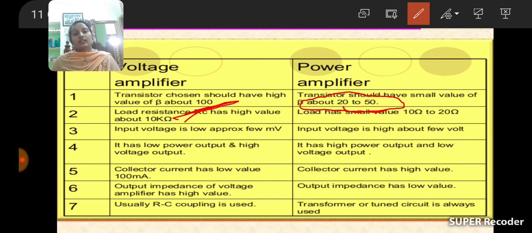In a voltage amplifier, the output impedance is very, very high, because it raises the strength of the voltage level only. But in a power amplifier, the voltage level is less, and because of that its output impedance is also very, very less. In voltage amplifiers, usually an RC coupling circuit is used. But in power amplifiers, transformer or tuned circuit couplings are used.